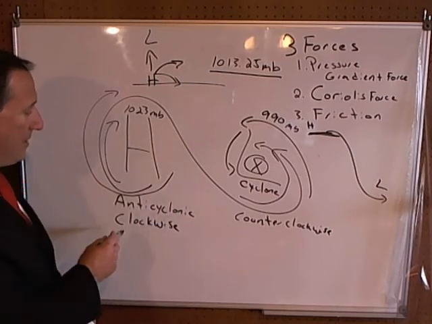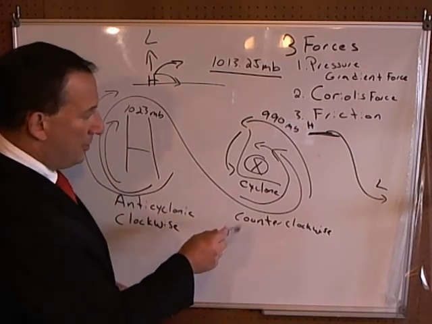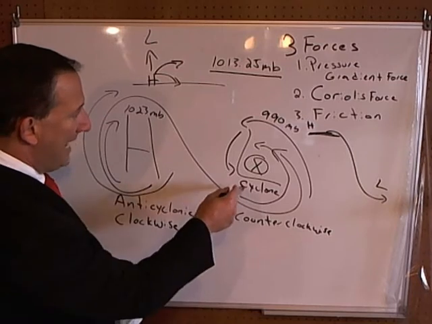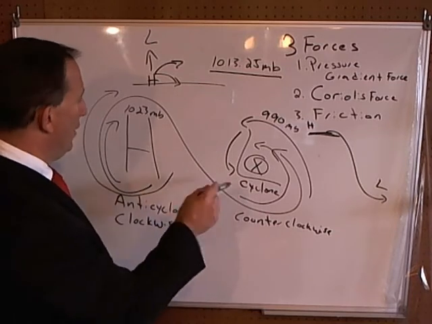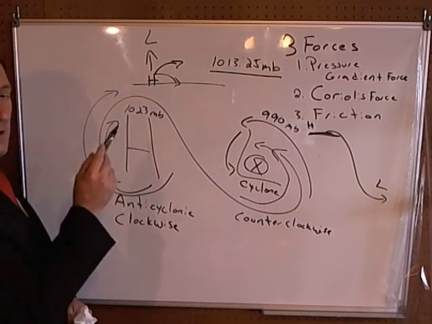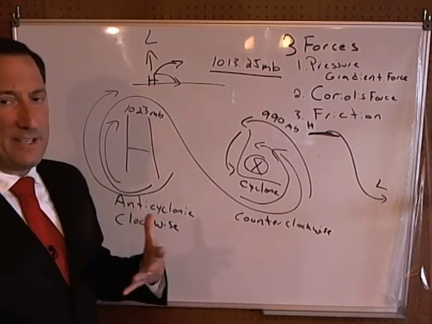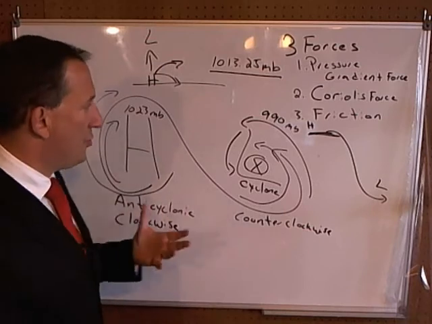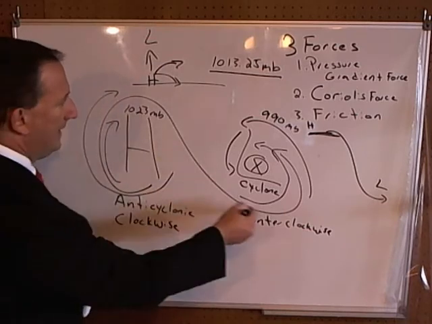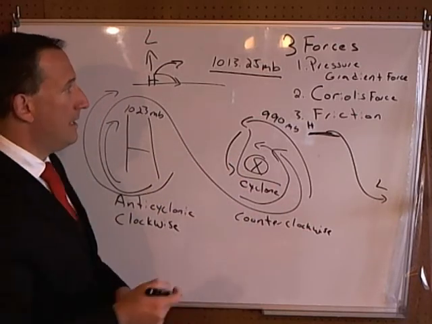Wind flow around high pressure is clockwise. Wind flow around low pressure is counterclockwise. Rising air, clouds, precipitation with cyclones. Sinking air, lighter winds, sunshine with higher pressures. So those are some of the basics that I just wanted to go over and draw on the board, understanding the wind flow, okay?